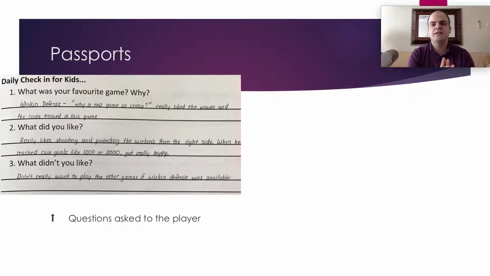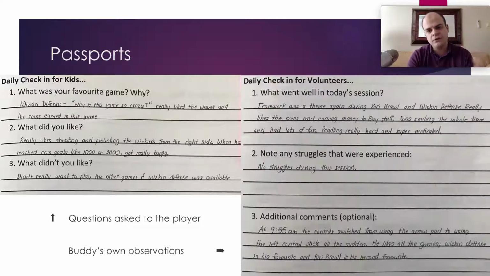So here is an example. This is a fairly typical representative passport. The passport was divided into two sections. The first section holds questions asked to the participants at the end of each session. These were simple questions. What was your favorite game and why? What did you like and what didn't you like? These questions were mostly meant to prompt player feedback about the session. The other section is for the buddy's own observations during the course of the session. What went well, what didn't go well, and anything else they noticed.